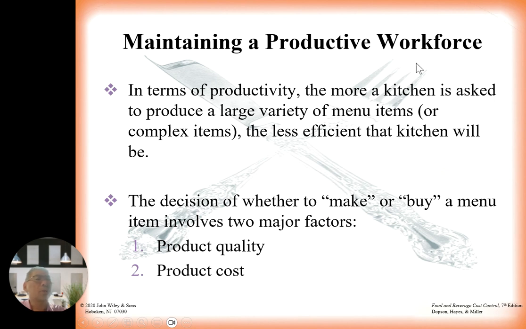In maintaining a productive workforce, in terms of productivity, the more a kitchen is asked to produce a large variety of menu items, such as complex items, the less efficient the kitchen will be. Okay? The decision of whether to make or buy many items involves two major factors: number one is product quality, number two is product cost.